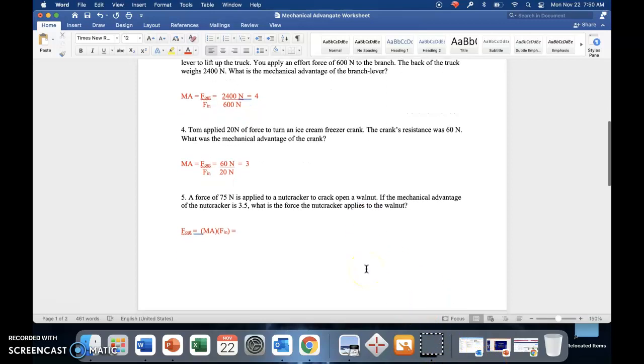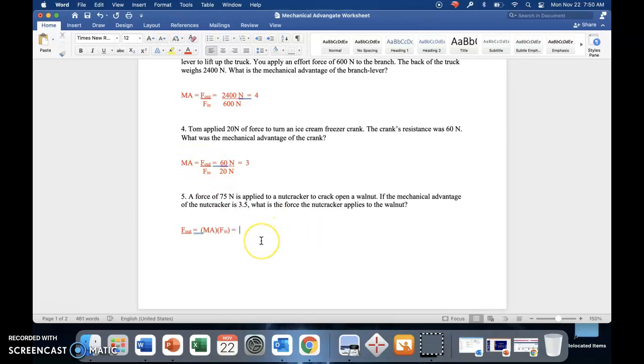Now we get down to number 5 here, and things change a little bit because we're no longer finding the mechanical advantage. We are told that the mechanical advantage of the nutcracker is 3.5. So what is the force the nutcracker applies to the walnut? What we are actually finding is the force out. Now, again, using basic algebra, we can rearrange our equation to find force out. If we move the force in up here by mechanical advantage, that gives us force out.